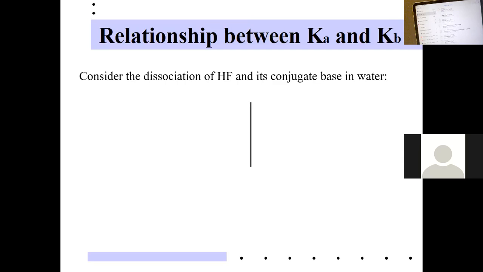I want you on the left side of your page, you notice how I have a line down the middle, do the same thing. On the left side of your page, write the balanced equation for HF, the weak acid, in water. And on the right side of your page, do the same thing, but for the base, for fluoride in water. And underneath both equations, write their equilibrium expressions. So on the left side, HF reacts with water. On the right side, F minus reacts with water. And then write their equilibrium expressions underneath each one. I'll be back in 2 minutes.